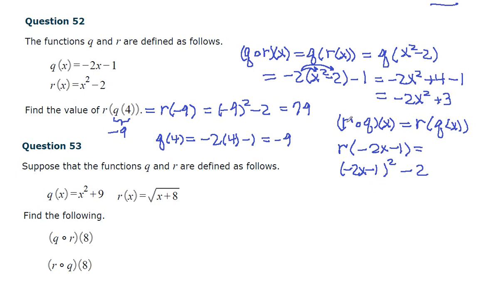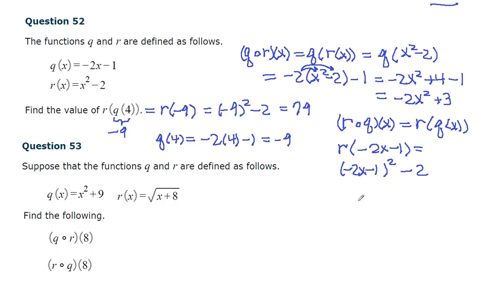So you just do them in the same order. R circle Q is R plug in Q of X. Q circle R, Q plug in R of X. So that's composition. And then let's see here. They have us do a couple more evaluating here.